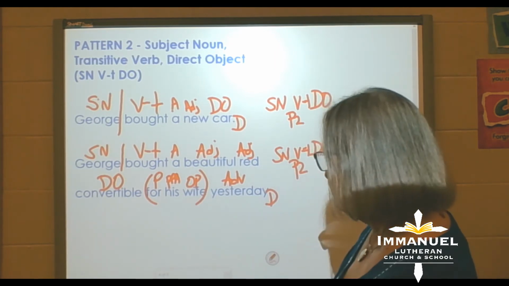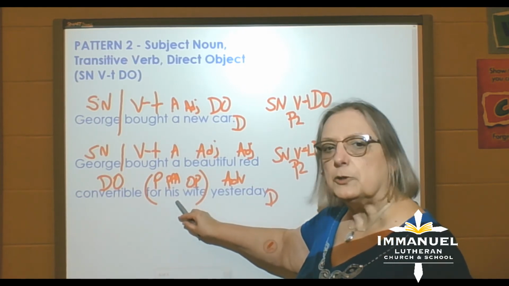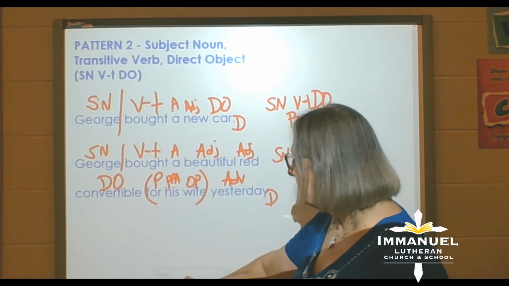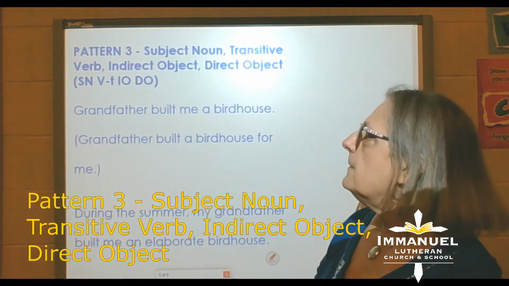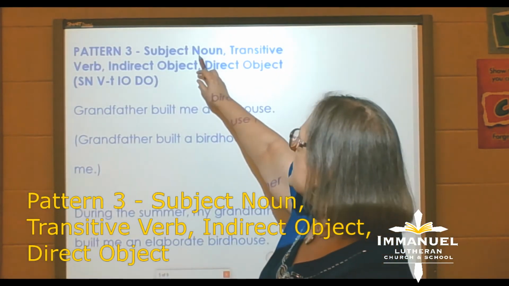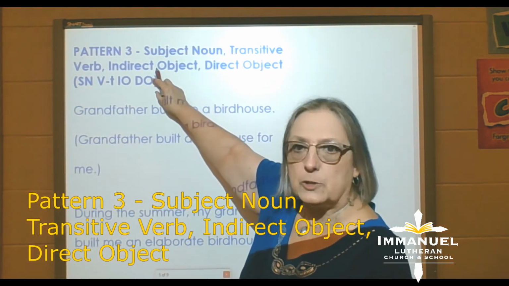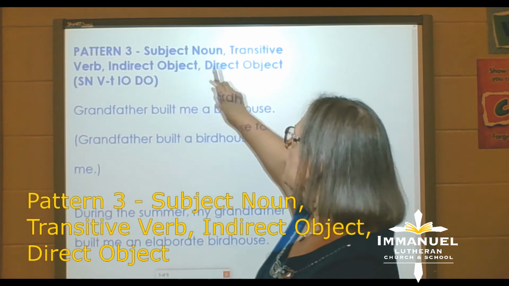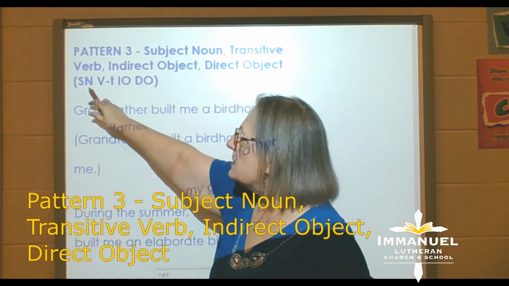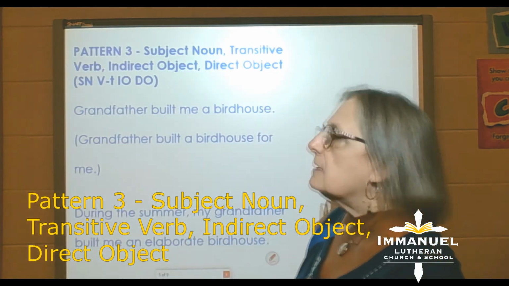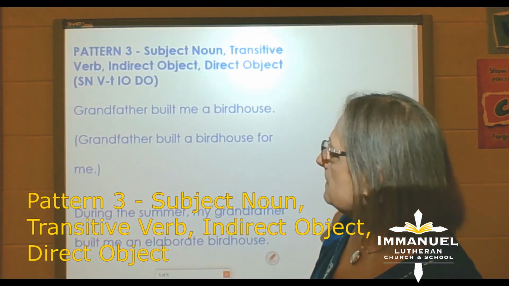Now, do you see this? This is going to lead us into pattern 3. Let's take a look. In pattern 3, we have the subject noun, the transitive verb. Oh, we added an indirect object. And then we have our direct object. Notice our abbreviations. Subject noun, verb transitive, indirect object, direct object.